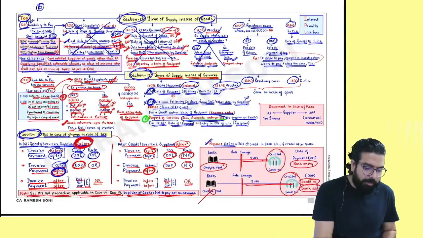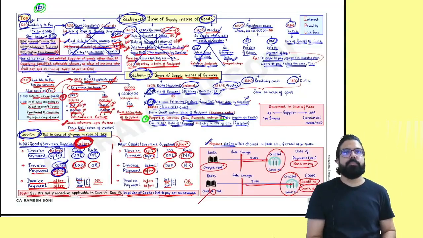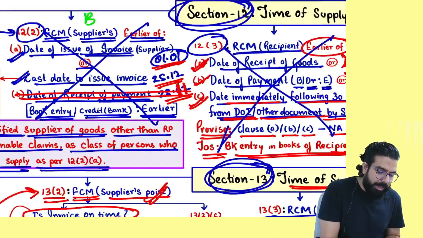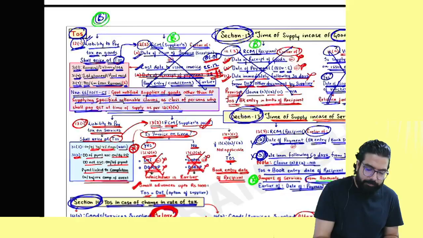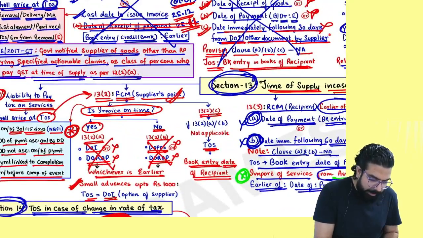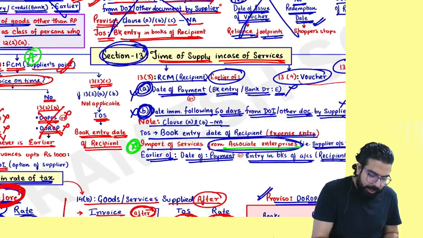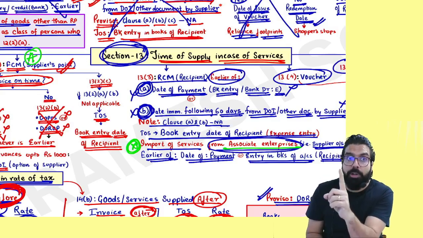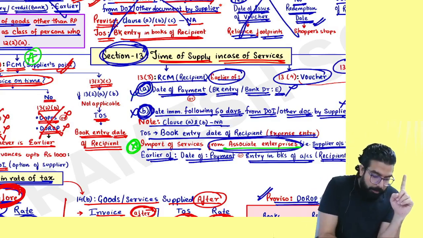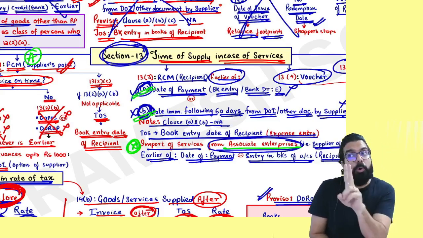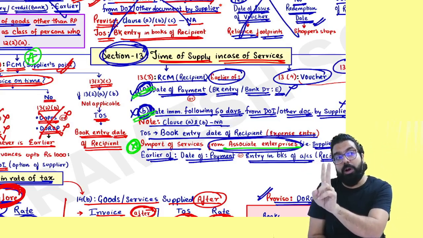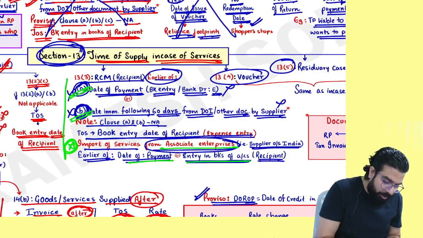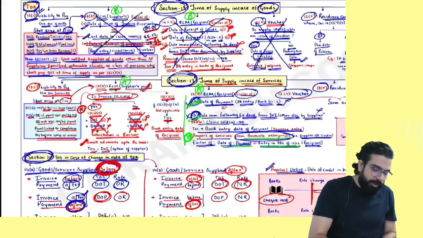Everyone listen. This chapter, although I am telling B graded, section 12 is B graded, section 13 is A graded. Section 13(3), you know what? Normal import. Remember, normal import, it will always be what? Payment or 61st day. Import from whom? Associate enterprise, always will be what? Date of payment or entry in the books of account. People, this is also A graded. I like it.